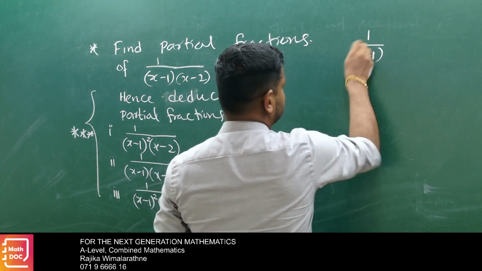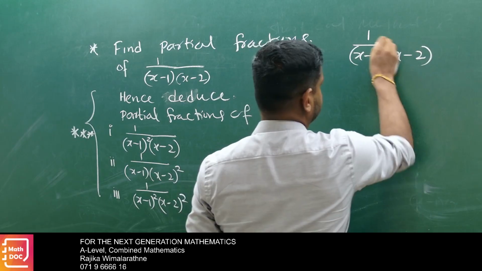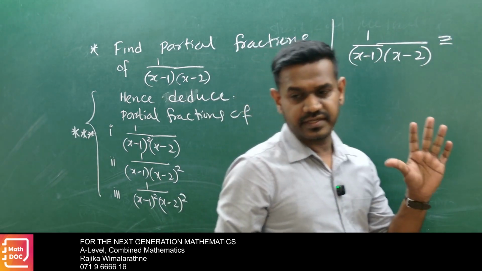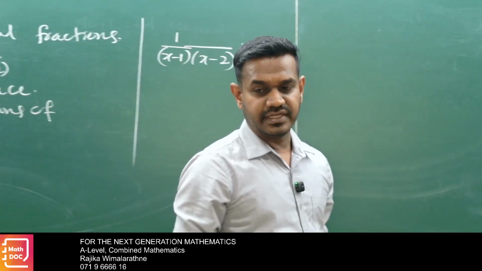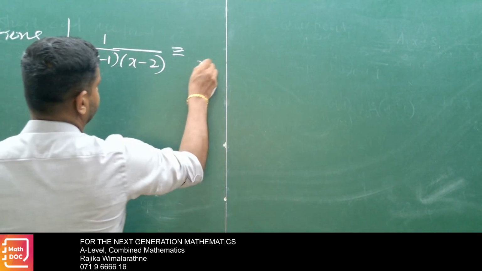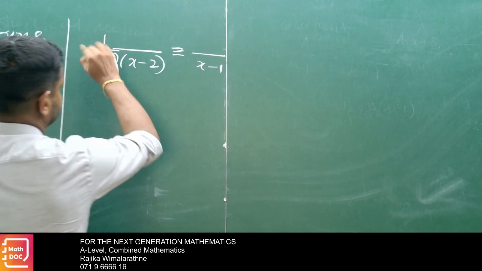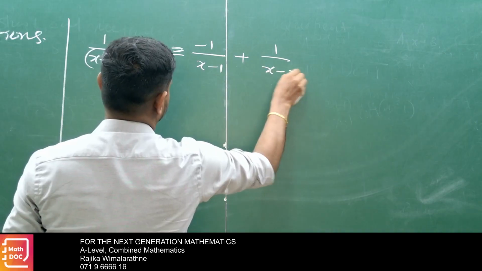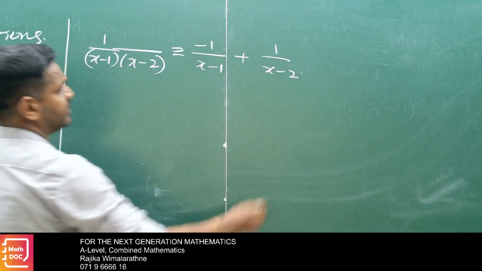One over x minus 1, x minus 2 partial fractions. Did you find it? So I'll do that one directly. So here x minus 1, substitute 1 minus 1, 1 over x minus 2. Here the partial fractions, okay.